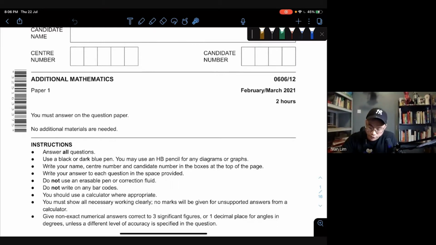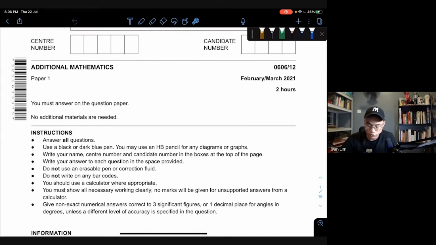Okay, then write your name, center number, candidate number. Write your answer to each question in the space provided. Do not use erasable pen or correction fluid. Okay, do not write on any barcodes. You should use a calculator when appropriate. You must show all necessary working clearly. No marks will be given for unsupported answers from a calculator. So like all your factorization, quadratic formula, all the workings you all have to show it.